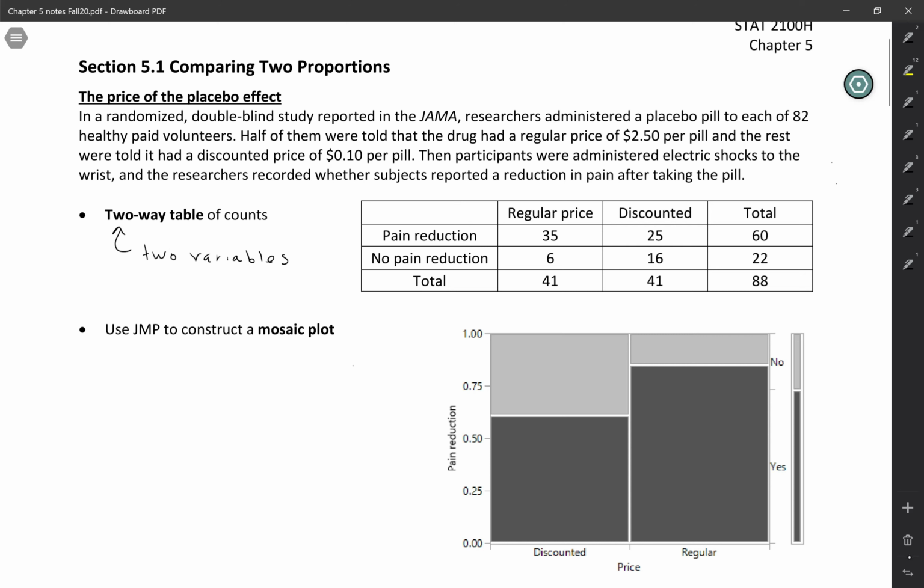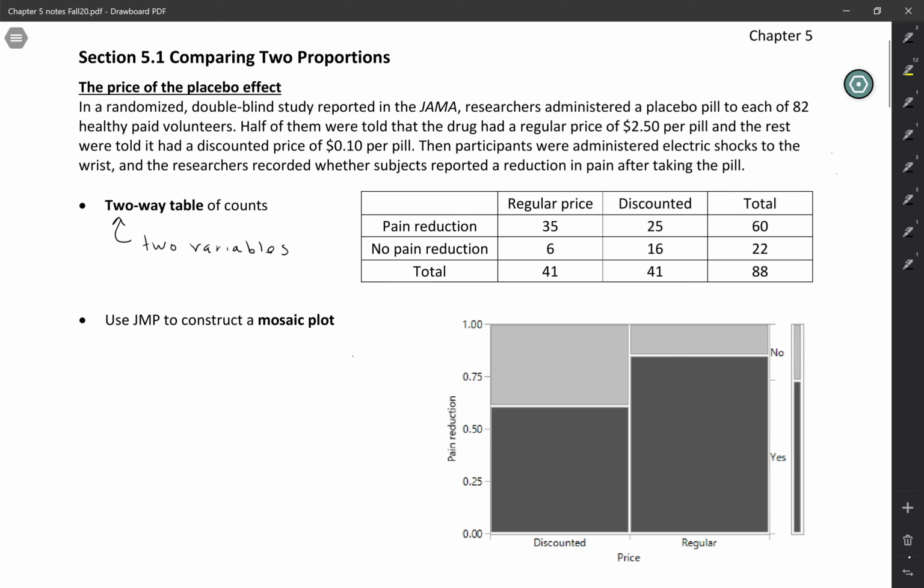And the graph that we can use to look at this relationship is called a mosaic plot. There's actually several different kinds of graphs that you can use for the relationship between categorical data, but mosaic plots are by far my favorite. So first, let's look at the heights of the bars.